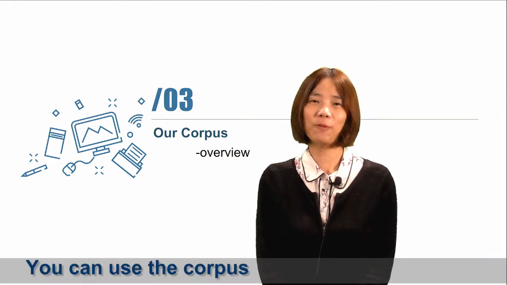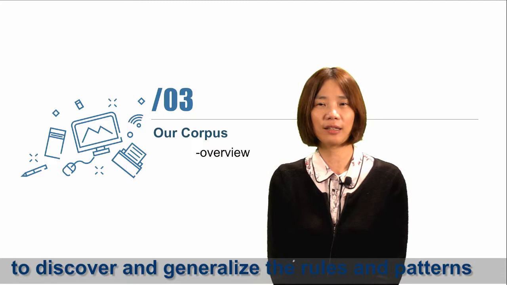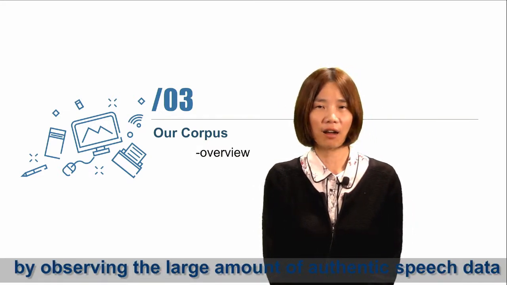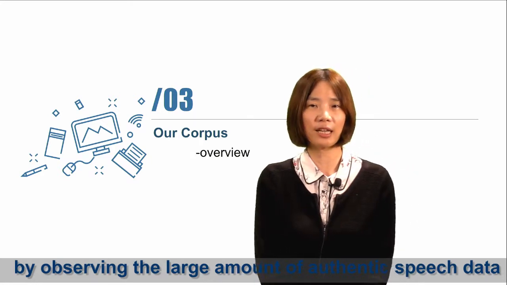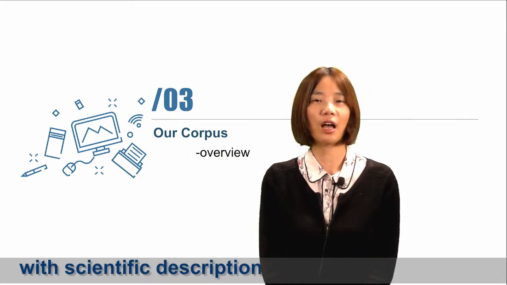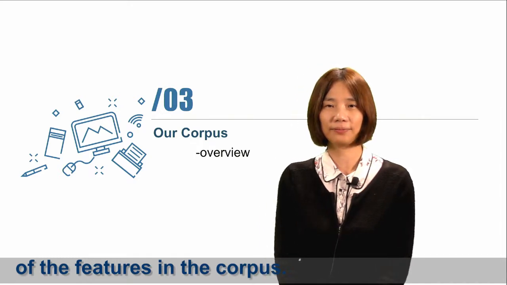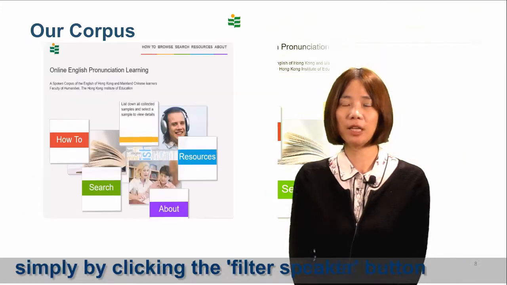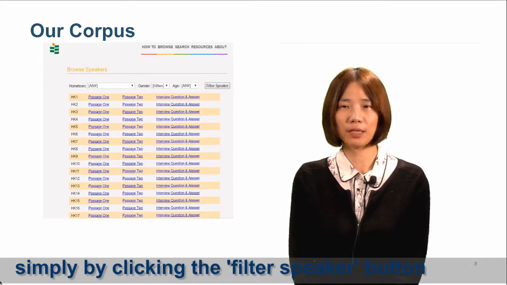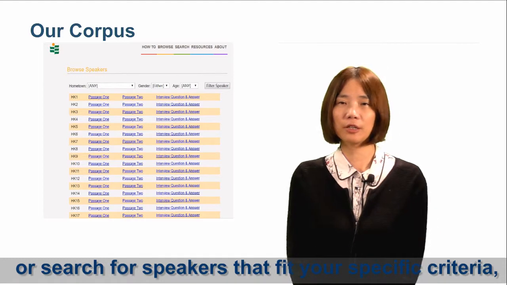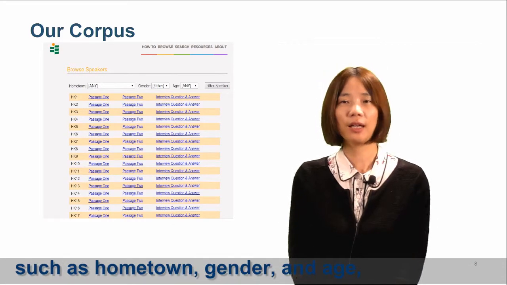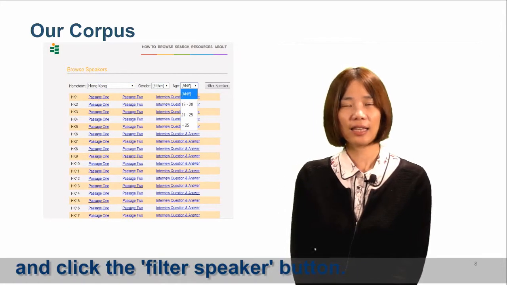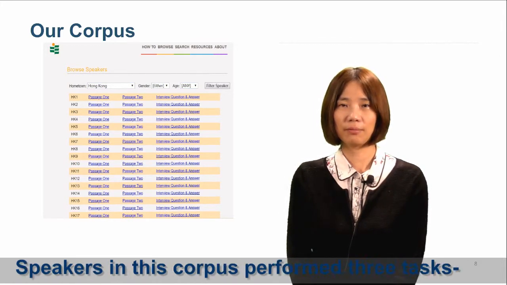You can use the corpus to discover and generalize the rules and patterns of English pronunciation by observing the large amount of authentic speech data with scientific description of the features in the corpus. In the Browse page, you can either browse all speech data simply by clicking the Filter Speaker button, or search for speakers that fit your specific criteria, such as hometown, gender, and age, and click the Filter Speaker button.